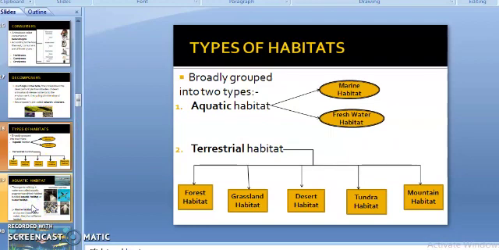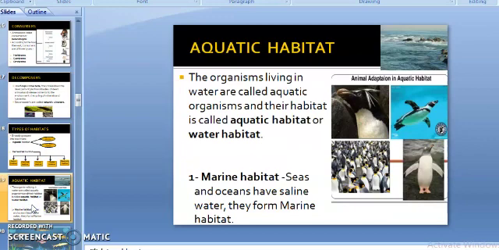See, what are aquatic habitats? The organisms living in water are called aquatic organisms, and their habitat will be termed as aquatic habitat, or you can say water habitat. Look at these pictures. Now, aquatic habitat is further divided into marine habitat and freshwater habitat. Oceans, seas, rivers, ponds, lakes, pools, etc. are the examples of aquatic habitats.